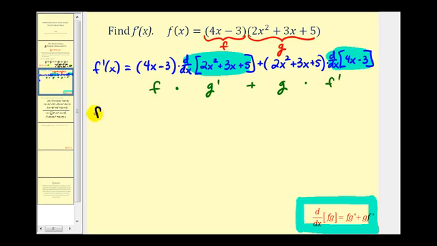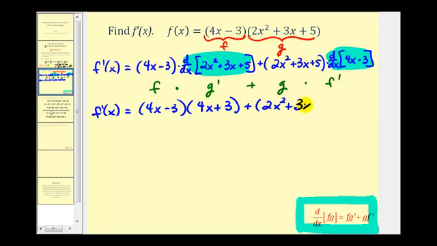So f prime of x is going to be equal to the quantity 4x minus 3 times this derivative, which would be 4x plus 3, plus the quantity 2x squared plus 3x plus 5, times the derivative of 4x minus 3, which would just be 4. Now we'll find the two products and combine like terms.